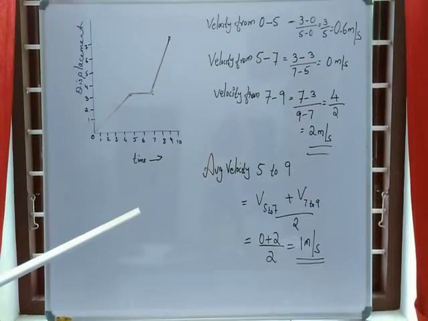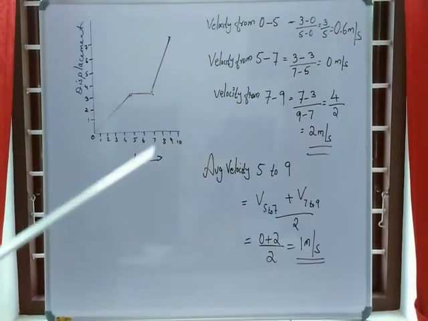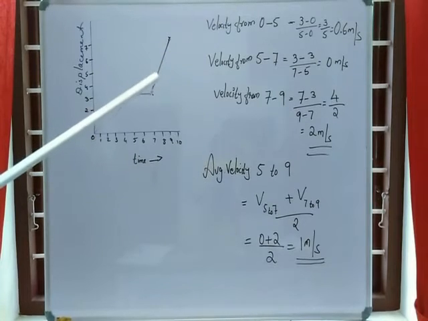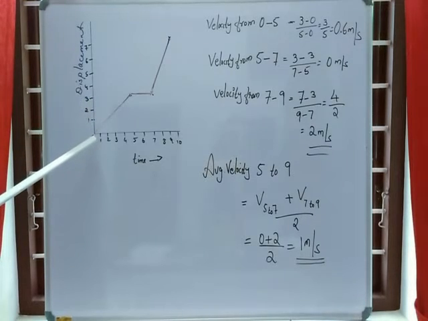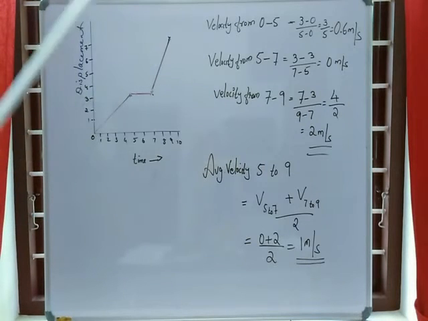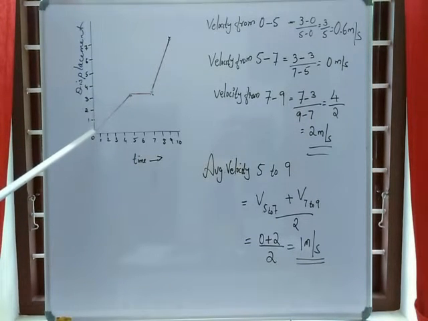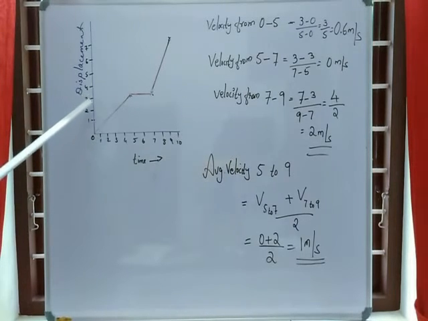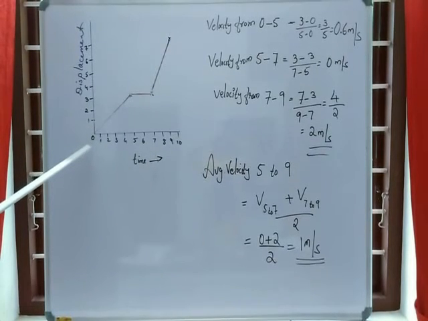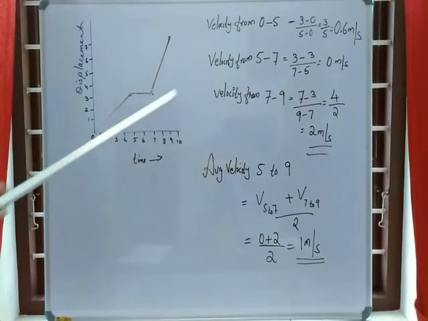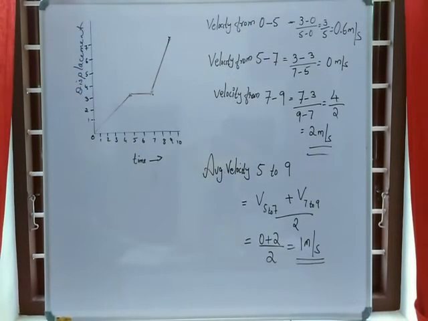We know the formula for velocity is displacement by time. Here you can see 0 to 5. So displacement is 3 minus 0. We are not specifying a particular fixed displacement, it is 0 to 5. So displacement is 3 minus 0 by 5 minus 0. Final displacement minus initial displacement by final time minus initial time, you will get 3 by 5, that is 0.6 meter per second.